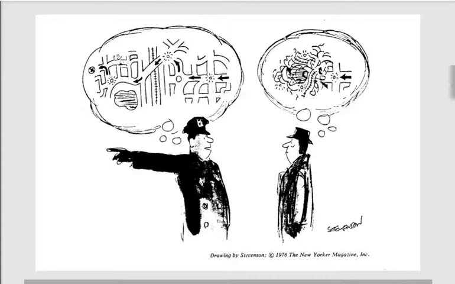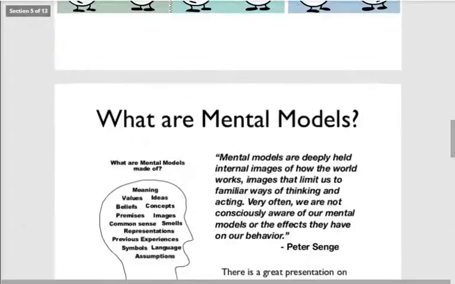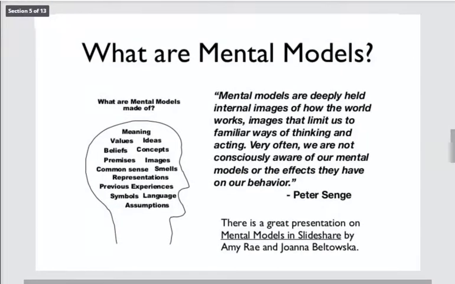Okay, the second aspect of cognitive psychology we're interested in is our mental models. Right. So what are mental models? Mental models are the presumptions that potential customers have within their consciousness before reaching your website, right? So, in other words, they're deeply held internal images of how the world works, images that limit us to familiar ways of thinking and acting, right?